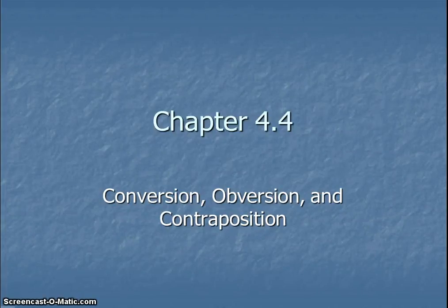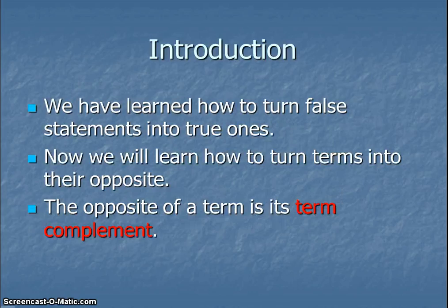Okay, we've completed 4.3. We're going to look at 4.4. In 4.3, we learned how to turn false statements into true ones. And we did this using the square of opposition. Today what we want to do is look at how to turn terms into their opposite.